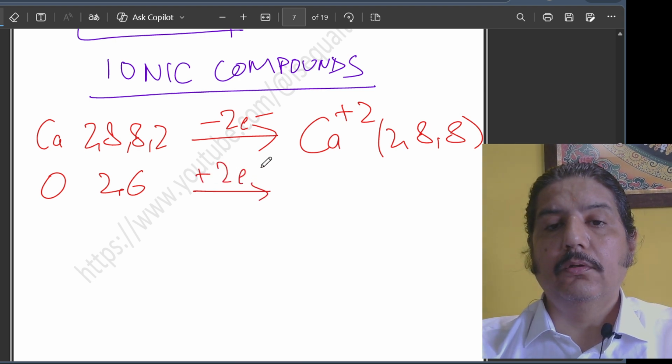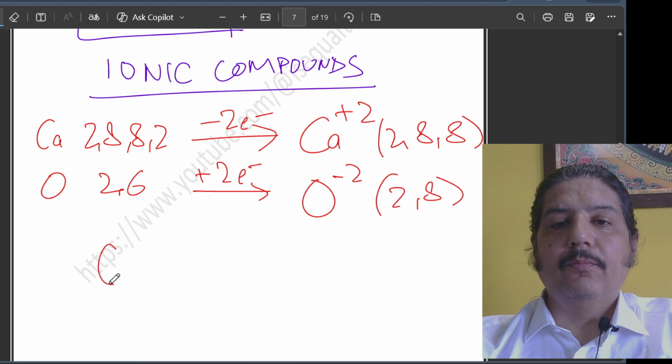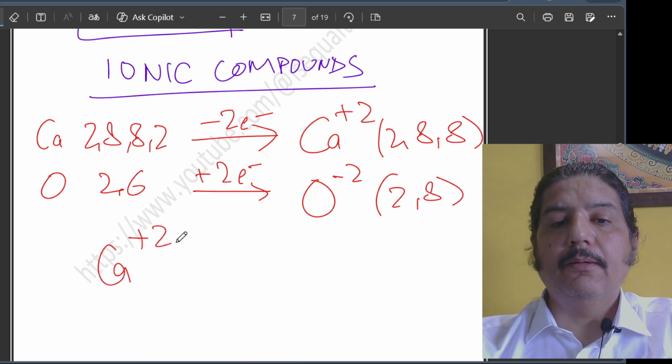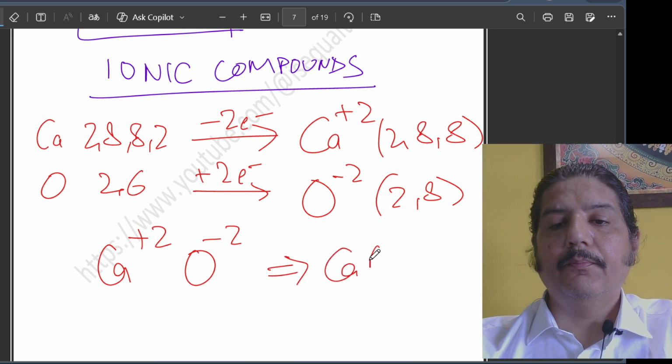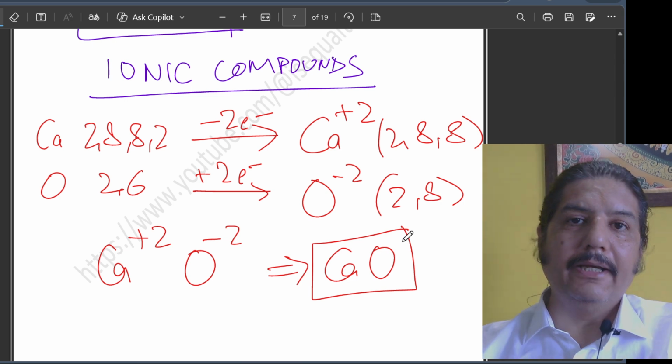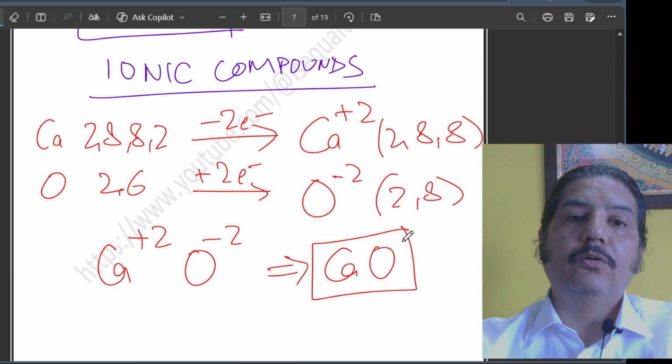Gain 2 electrons will become O minus 2. Electronic configuration 2, 8. It will become a compound Ca plus 2, oxygen minus 2. So it will become a compound like CaO. Again, plus 2 charge, minus 2 charge, net charge is 0. So calcium oxide has no charge.